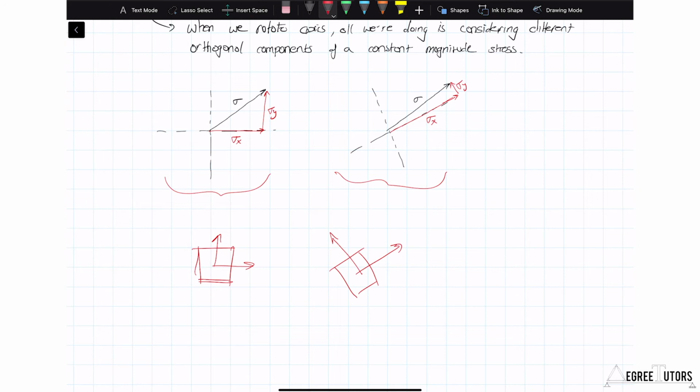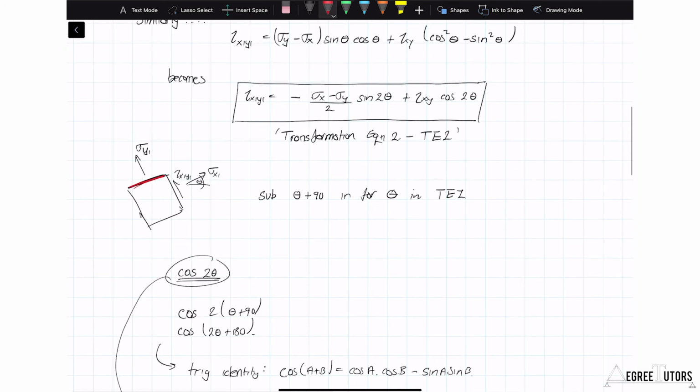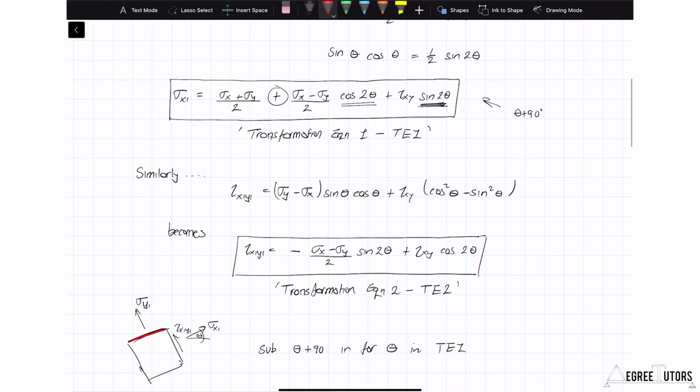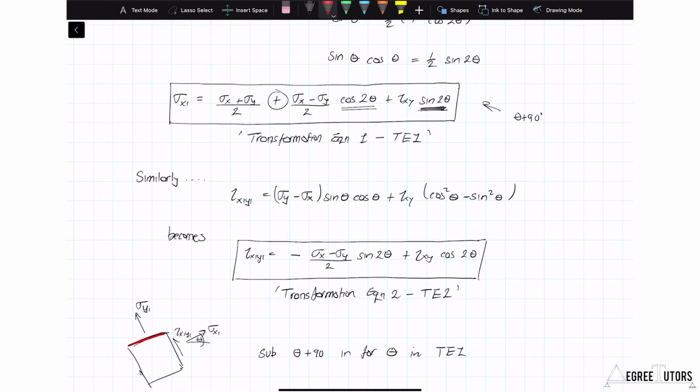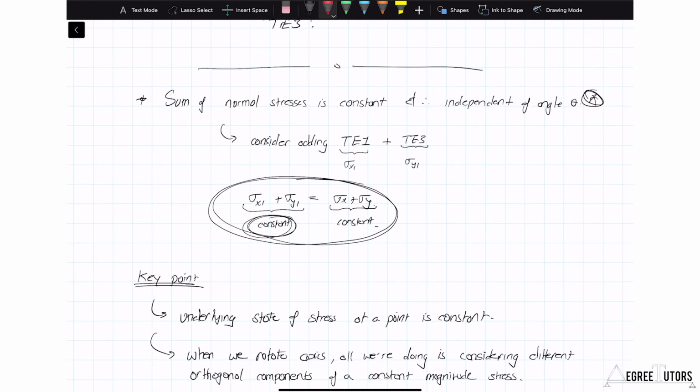Right, so I think we've done enough derivation of equations. We've got the key equations we need. The next thing we're going to do now is take these equations and actually plot them. It's only when you actually go and plot them that you're going to get a sense of what it is they're trying to tell you. So let's do that then.